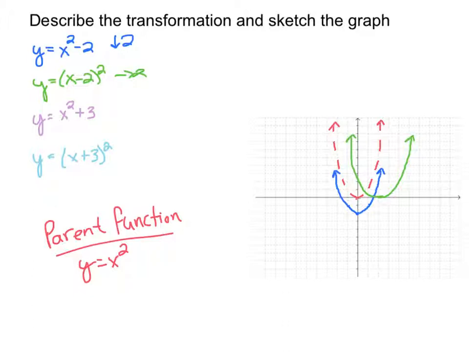X squared plus 3. That's addition outside the parent function, so it's going to be a vertical shift. Since it's plus, we're going to be going up 3. And last but not least, we have x plus 3 squared. It's a horizontal shift, so it's going to be to the left 3 units.